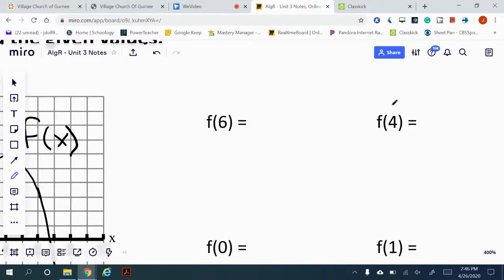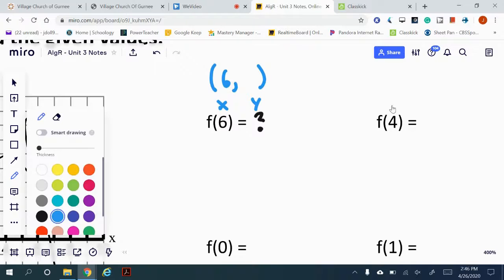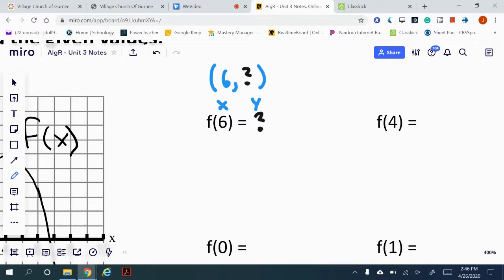So when we see a problem like this, when we see f of 6 equals blank, we don't know. What we're being told is what x is, and we're being asked for y. We're being told the domain and asked for the range. In other words, what we're being told here is an ordered pair where we know the x coordinate and we don't know the y coordinate. All right, so this actually doesn't require any simplification, doesn't require any arithmetic. It just requires us to be able to look at a coordinate plane and find an ordered pair with an x coordinate of 6 and a y coordinate that is actually on the graph.